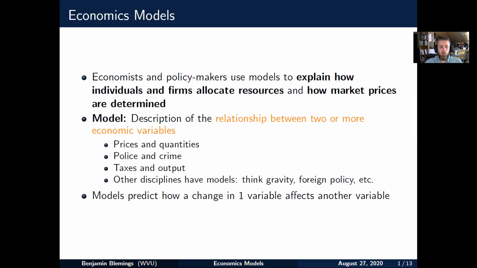Prices and quantities are the most basic economic variables used in the supply and demand model that you've probably seen in Econ 201, and we'll talk about a bunch of ways to use multiple prices and multiple quantities in this class. As I showed you in the last video, police and crime are two other variables that are the topic of economic models. Taxes and output would be more macroeconomically minded, although microeconomic frameworks can be used as well.